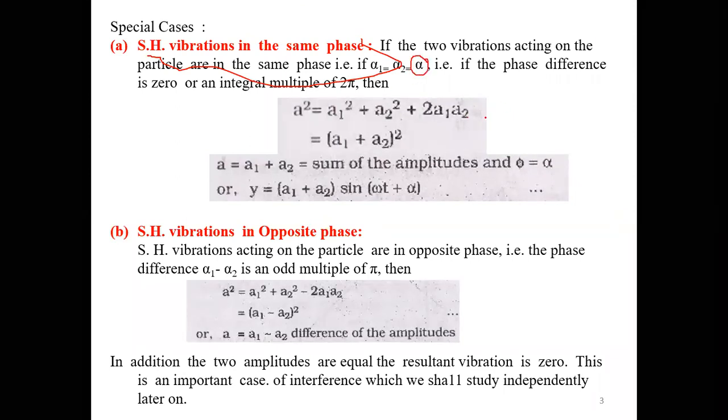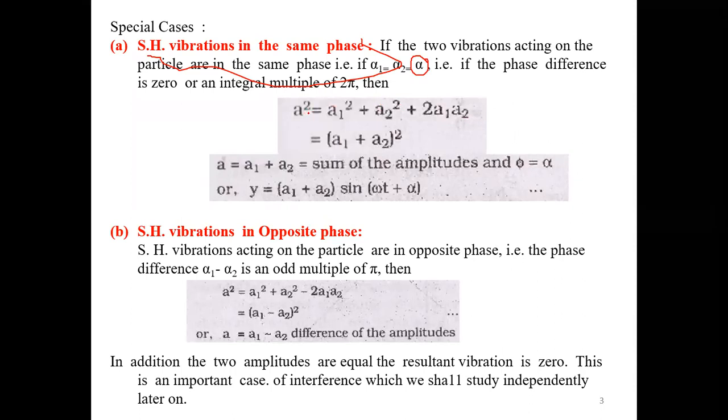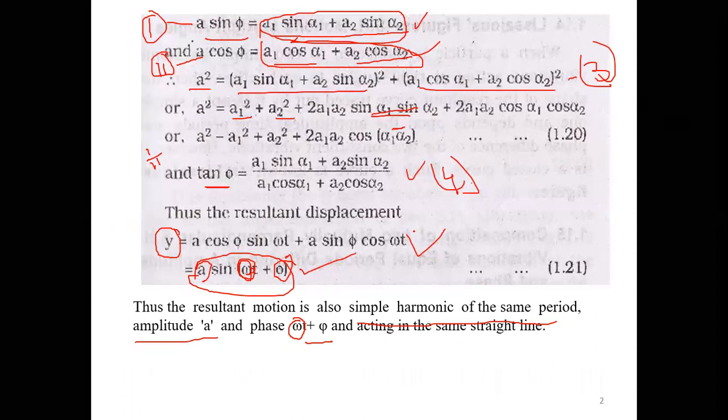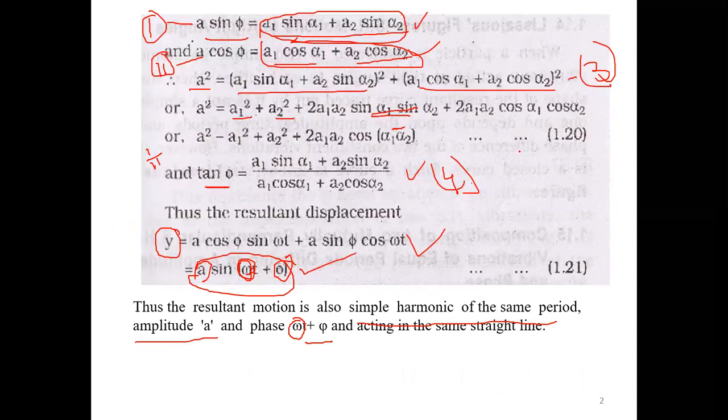In that case, if you remember equation number 3, A square is equal to A1 square plus A2 square plus twice A1 A2 cos (alpha 1 minus alpha 2). If alpha 1 and alpha 2 remain the same, alpha 1 minus alpha 2 will be 0, so it will be cos 0, which means 1. So A square will be A1 square plus A2 square plus twice A1 A2, which is (A1 plus A2) whole square.